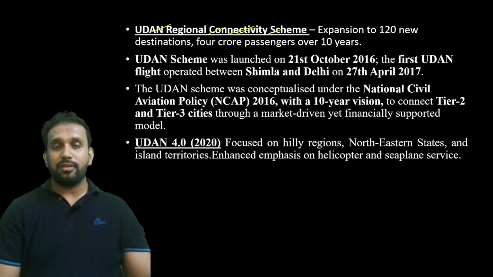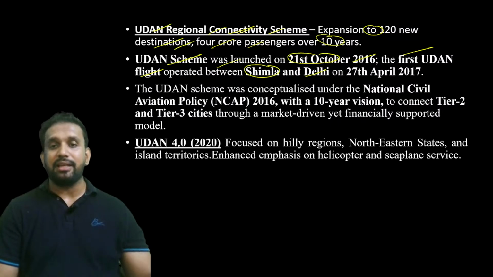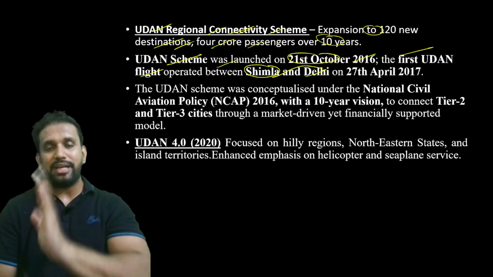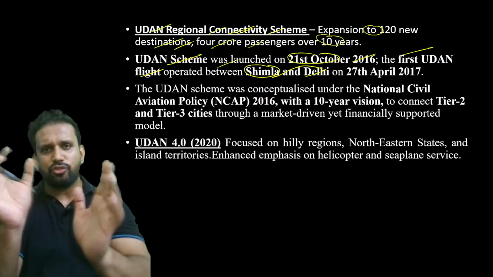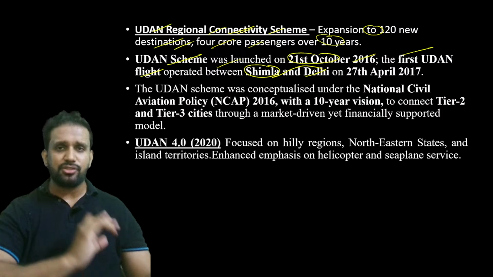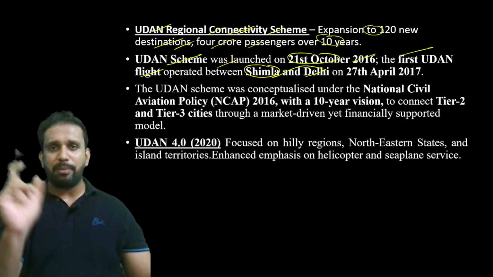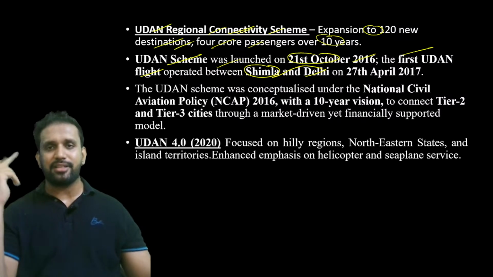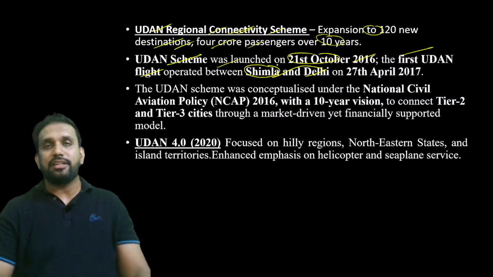The scheme expanded to one operated between Shimla and Delhi. Remember, Shimla doesn't have an airport. Now Shimla has got a connection from Delhi. So it's a regional, small connection, not from Shimla to Hyderabad. That's not required. Under this, within a particular region you can go on operating. North India you can connect, South India you can connect, East India you can connect. That is what the regional connectivity scheme is.